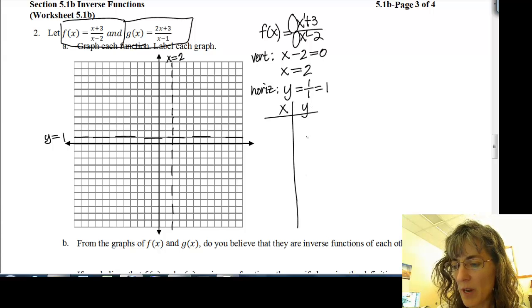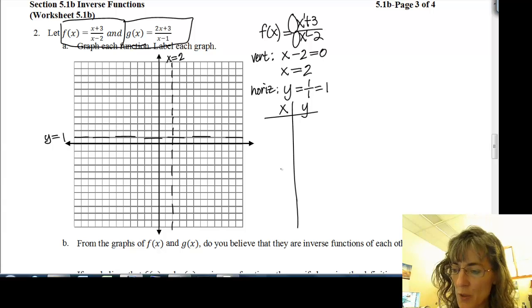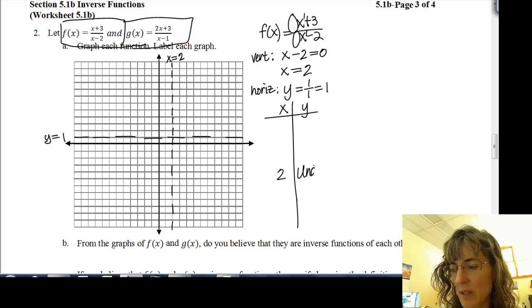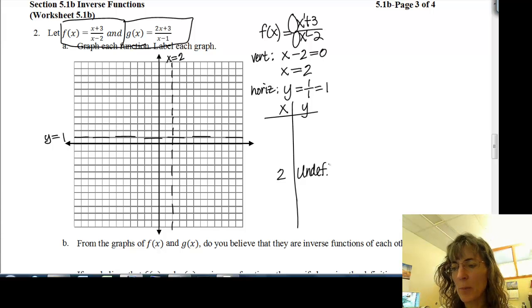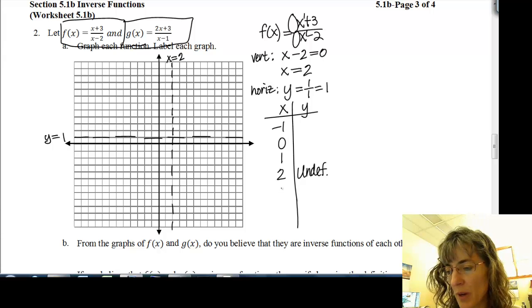Now remember that I know x equals 2 is where my function's undefined, because that'll give me a divide by 0. So that's also kind of the middle point of my XY table. So I'll put that it's undefined right there. And then I'm going to do like 3 points to the left of 2 if you're thinking on the number line, and 3 points to the right of 2. So 3 points smaller, 3 points greater. So 2, 1, 0, negative 1. And then from 2, I'm going to go 3, 4, 5.